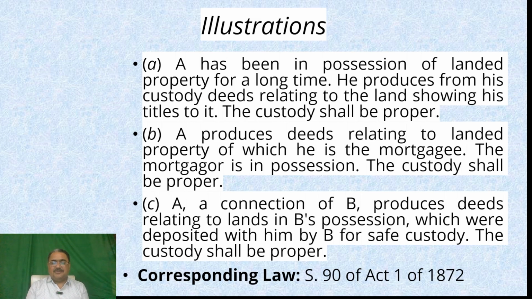There are many illustrations given in this section. So, A has been in possession of a landed property for a long time. He produces from his custody a deed relating to the land, showing his title to it. The custody shall be proper. A produces a deed relating to landed property of which he is a mortgagee. The mortgagor is in possession. The custody shall be proper. A, a connection of B, produces a deed relating to land in B's possession, which was deposited with him by B for safe custody. The custody shall be proper.